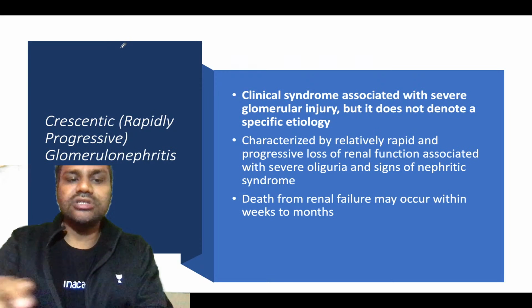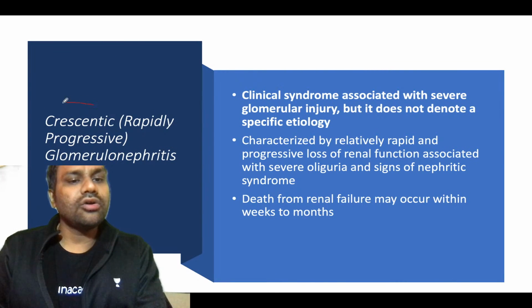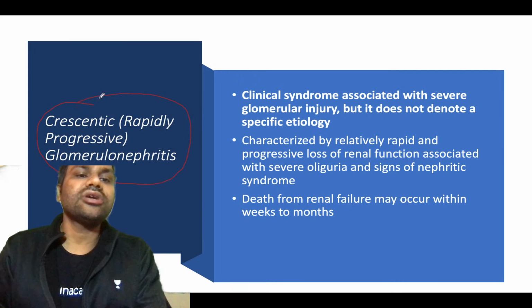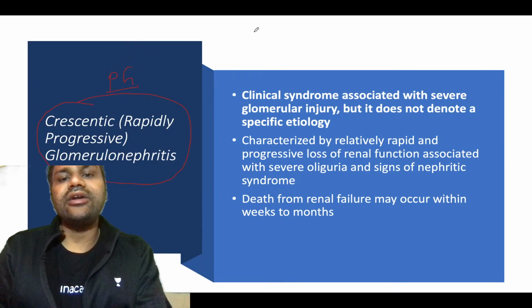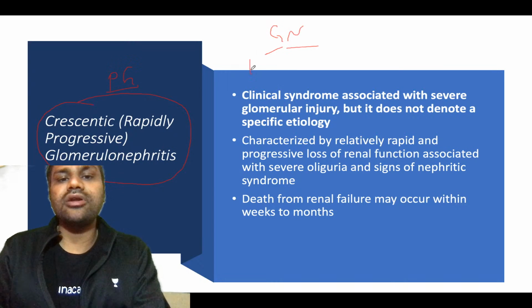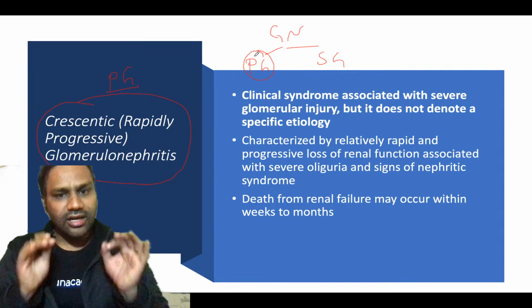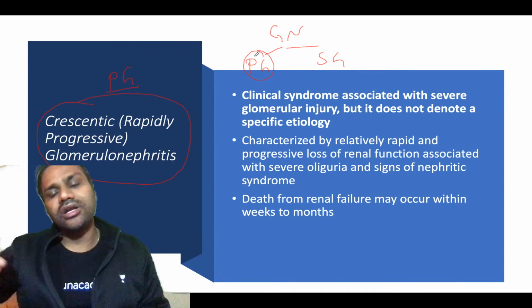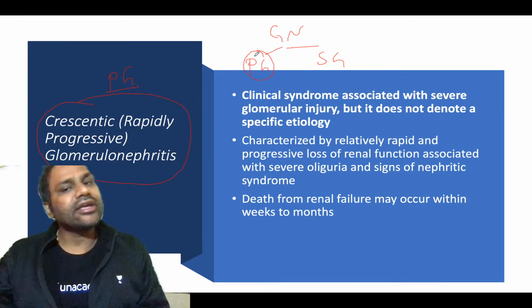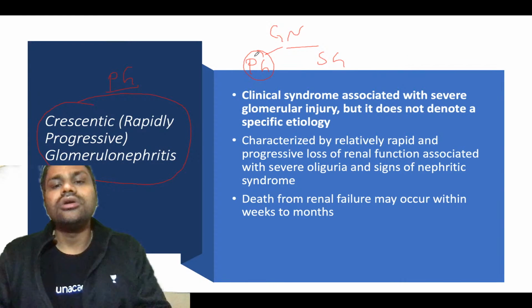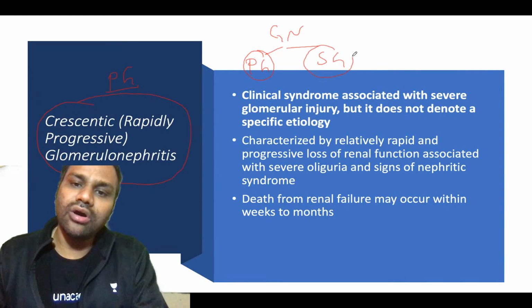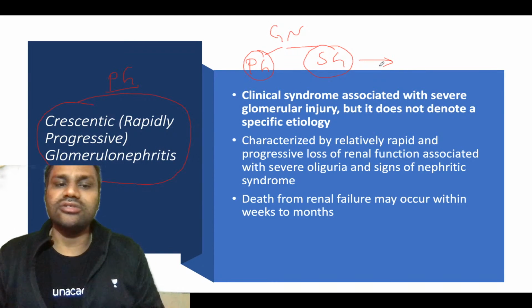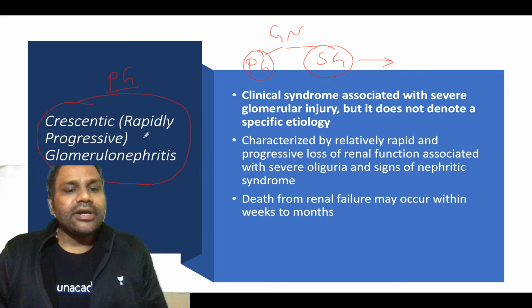So today I'll be going to another type of glomerulonephritis. This is also a cause of primary glomerulonephritis. When we divided glomerulonephritis, as I said, there can be primary and secondary glomerulonephritis. Primary glomerulonephritis means the main etiology is in the renal. Secondary glomerulonephritis means the etiology is somewhere outside the renal, like in lupus nephritis, endocarditis associated glomerulonephritis, deep seated abscesses and all. So this is crescentic or rapidly progressive glomerulonephritis.